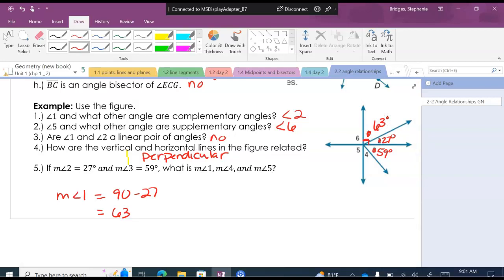So look at your picture. If angle 1 and angle 2 are complementary, what would you tell me about angle 3 and angle 4? They would be 90, yes. Angle 3 and angle 4 would be 90. There's a couple of different ways we can actually do this question. We can use the 180 as well. Let me show you.